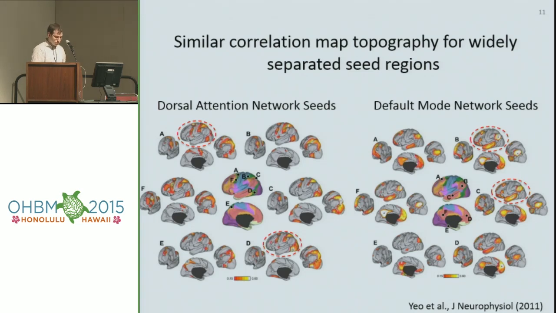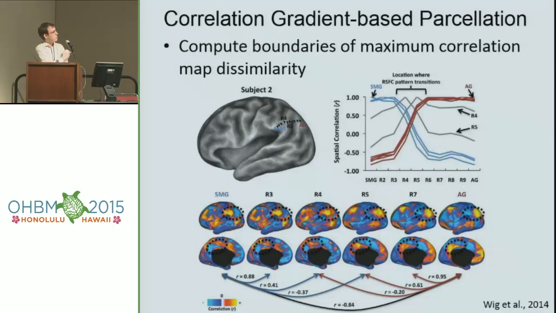within that system. So the first strategy derived from this is based on the notion that nearby seeds may have very different correlation maps. And as we've seen in a lot of the other talks today, some of the idea of breaking the brain into components is based on the gradations in the connectivity profiles. So one method based on this idea is correlation gradient-based parcellation. So we're looking for boundaries of maximum correlation map dissimilarity.